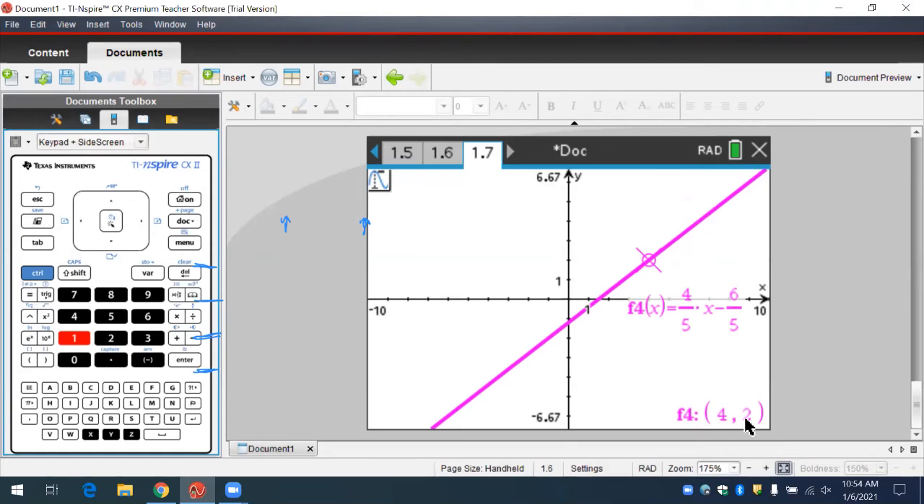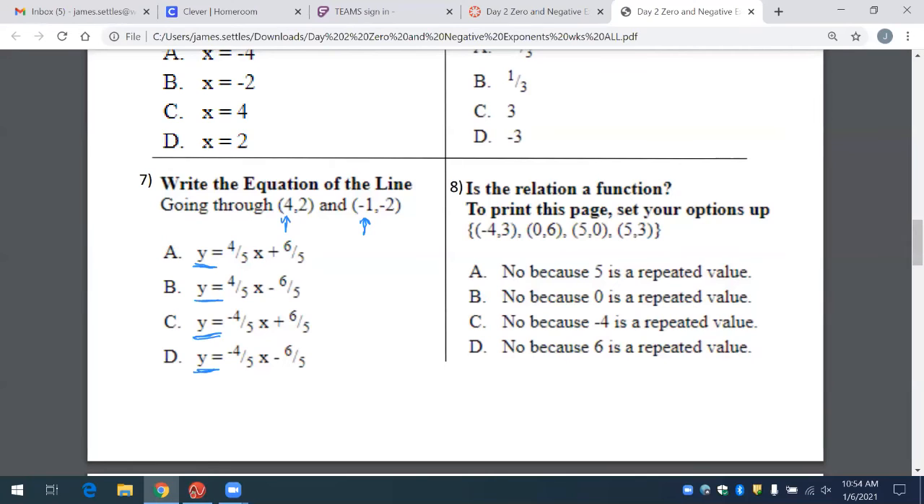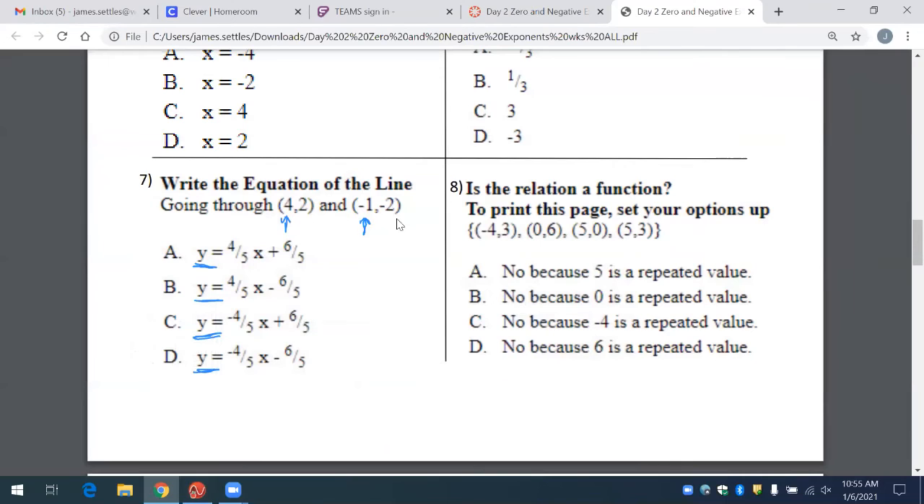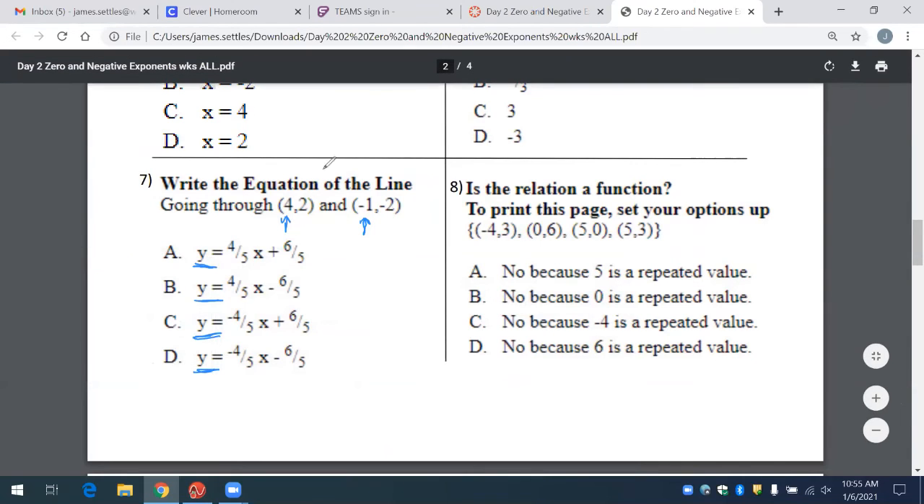Now, does this point match right here? Yes, 4-2. Now remember, just because one point matches doesn't mean the second point will. So we need to type in -1. So we type in -1, and it should say -1, -2, and it does. And that's your answer right there. Okay, because both of those matched. So if both of those points match right there, that's your answer.